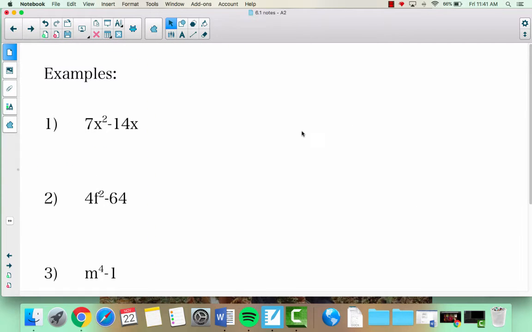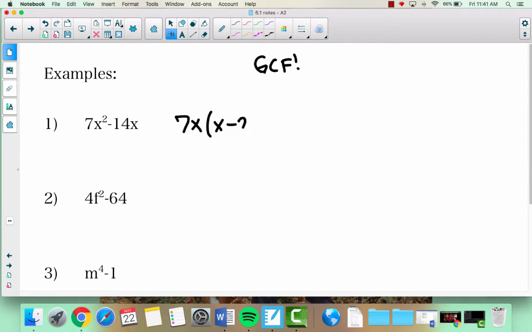Let's jump into our first examples. Remember, always step one, you want to look for the greatest common factor. So in example one, we have 7x squared minus 14x. Here, our greatest common factor would be a 7 and an x because that's what we can take out of both. So if I take out a 7 and an x out of both, in the first term I'm left with an x, and in the second term I'm left with a 2.